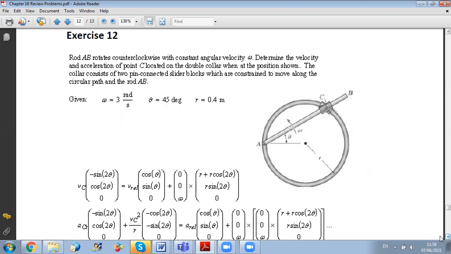How should I think? What should I do? If I look at my collar, it is able of doing what? I can see it in two ways. I can see its motion relative to rod AB. Okay? If I am on rod AB, which is rotating, I can see that the collar is doing translation. But if I am outside of the rod, at a fixed point here, and I look at my collar, I will see that it is doing a circle.